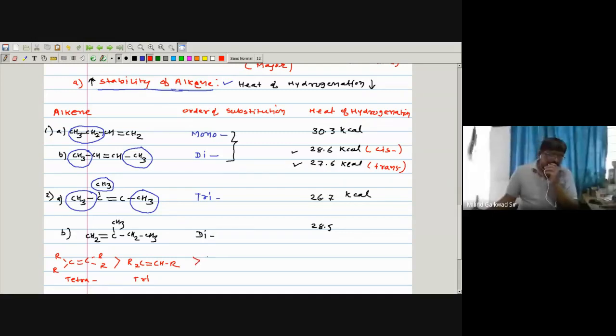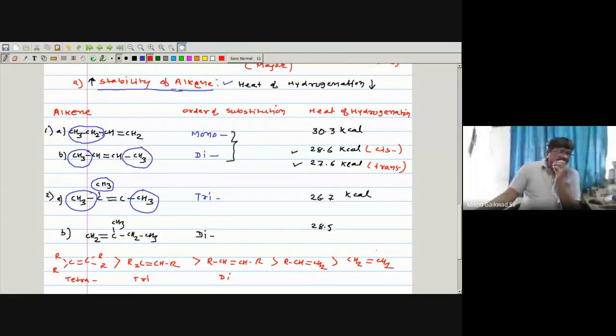Then di. In di, again there is a cis and trans, but here we will not see cis and trans. R, CH double bond CH and R. It is a di. Di is less stable as compared to tri. And similarly, there is a mono and ethylene. Here is R and CH double bond CH2. It is a mono, and here is ethylene, CH2 double bond CH2. So this explains that the lower the heat of hydrogenation, the more is the stability, right?